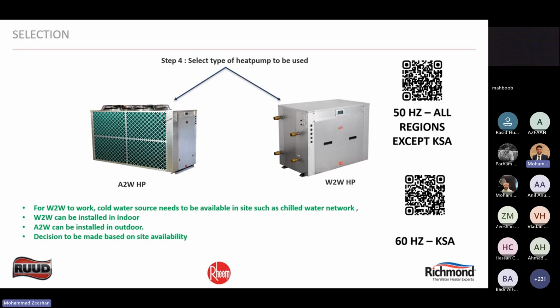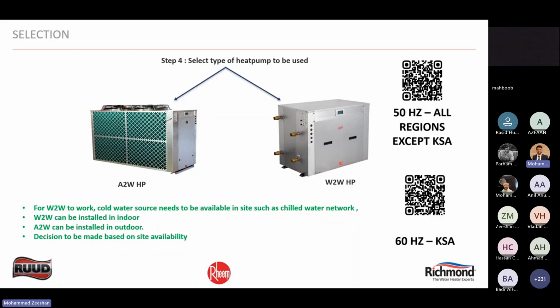Now you have two options to select. The step four is to select the heat pump. For those of you who missed to download the data sheet, you can download from the QR code or the chat itself. So we have two options now, air to water heat pump or water to water heat pump.